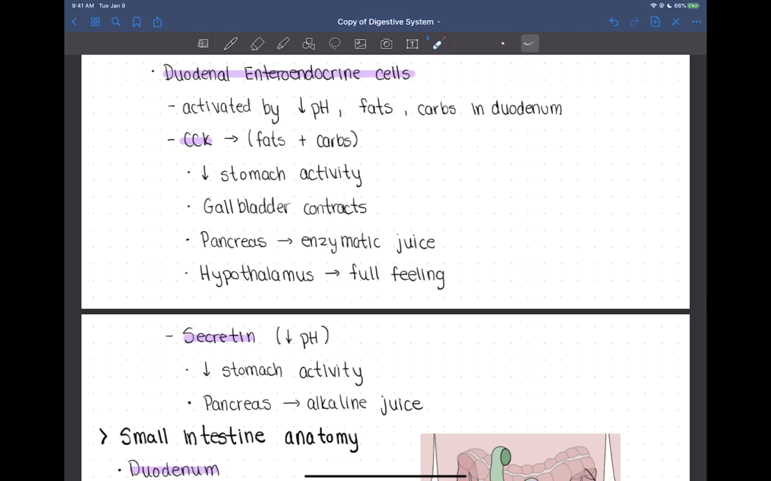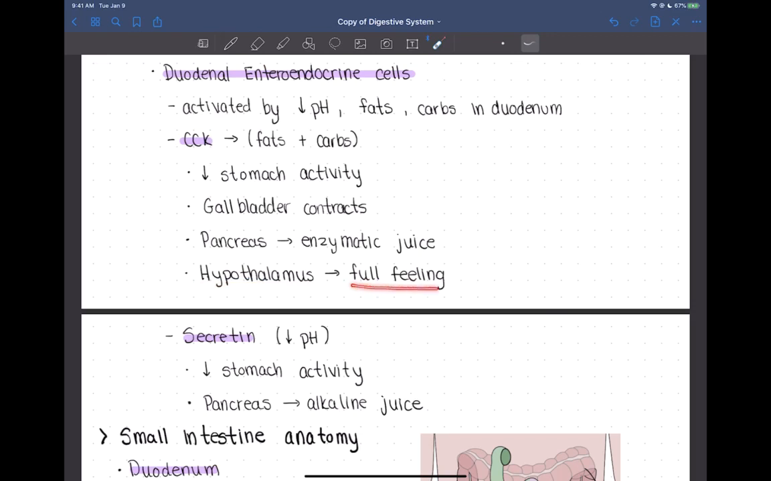All right, and then also CCK will stimulate the pancreas, and the pancreas will secrete in response to CCK a pancreatic juice that is really rich in enzymes, and so especially enzymes that are going to digest carbohydrates and fats. But really, the pancreatic juice has enzymes to digest all of our macromolecules. Okay, and then lastly, the CCK tells the hypothalamus, signals that you're full.